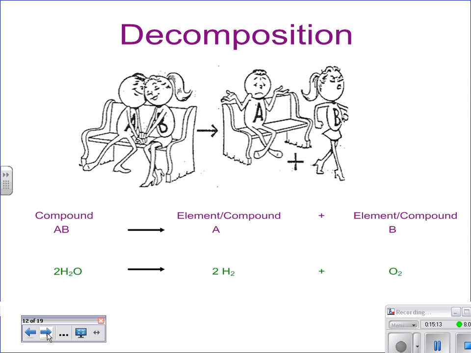Synthesis is when you create one product. Well, the opposite of that would be when you start with one reactant, and that's going to be decomposition. So in this case, we have one reactant, which makes it really easy to identify. And all we're going to do is decompose it or break it down.